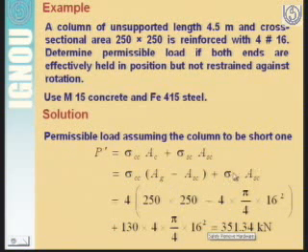Now for the second part, sigma Sc into Asc, sigma Sc is the permissible stress in steel in compression, which you can get from the code, 130 MPa, into the area of the longitudinal reinforcement. So this is 4 bars into the area of 1 bar, pi by 4 into 16 square. That way we get the value of 351.34 kilonewton. This is the permissible load.